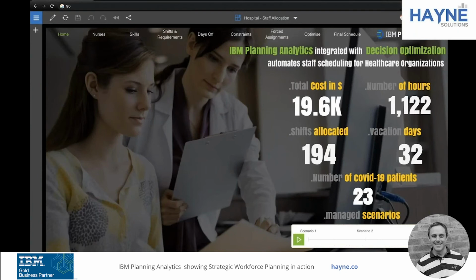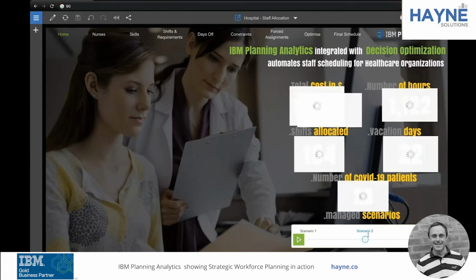What we're doing here is obviously a topical model looking at the number of COVID-19 patients that we are predicting to receive. We can have multiple versions of our workforce plan. As we know, things with COVID-19 are changing on a daily basis or even an hourly basis. So we need the ability to run multiple versions to preempt any of these different outcomes. In other words, to be able to plan strategically. So in this particular model, we have three scenarios. In scenario 3, we're predicting 23 patients, and we've allocated 1,122 hours for this.